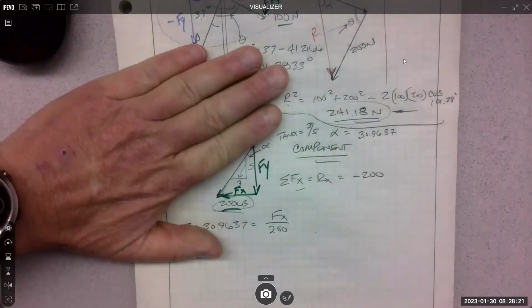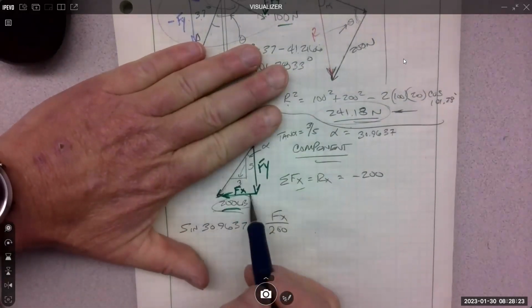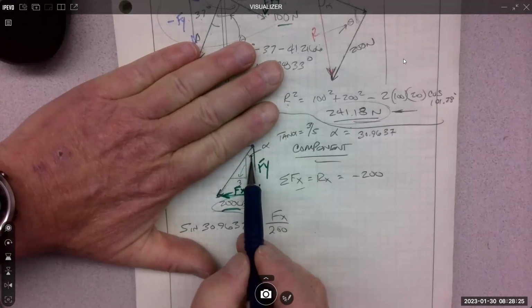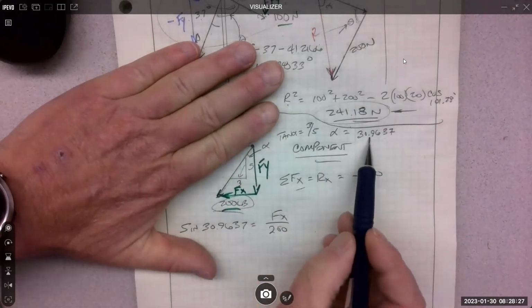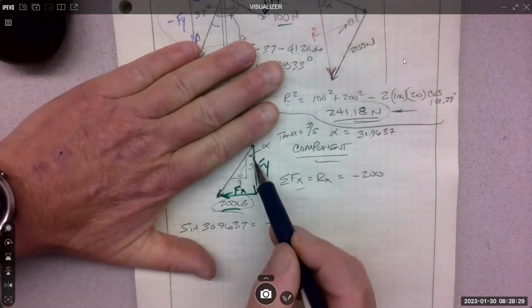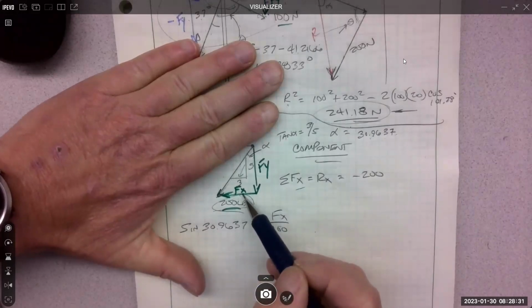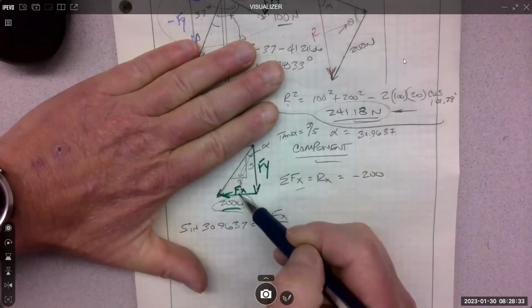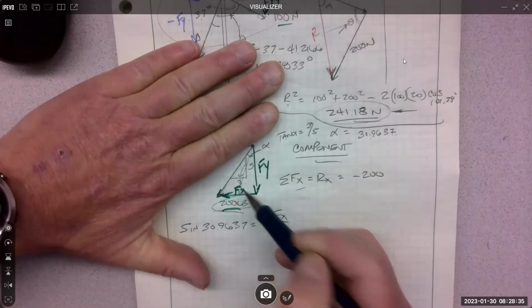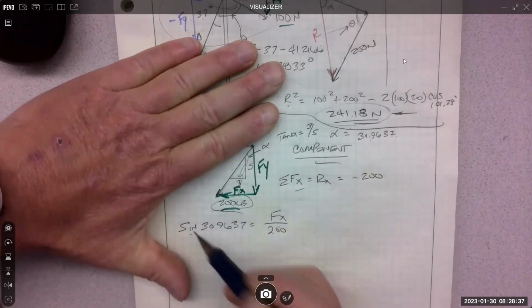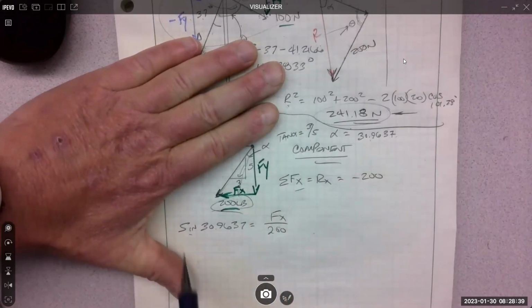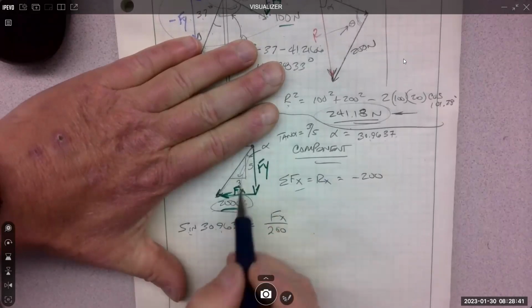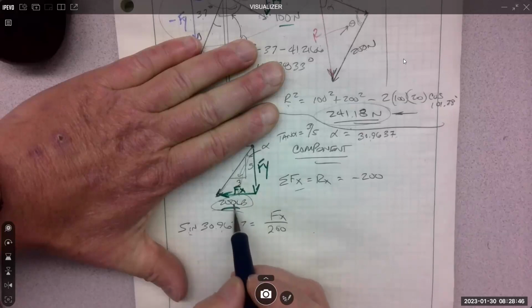So that's just working with that triangle. I found that angle, 30.9637. I want to find this x. That is opposite the angle, which should trigger sine in my brain. Then I just write the equation: sine of the angle equals opposite over the hypotenuse, 200.